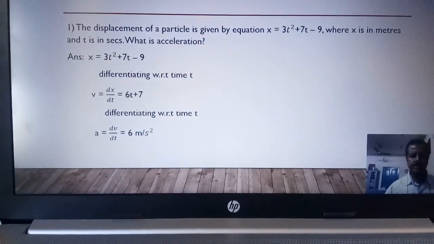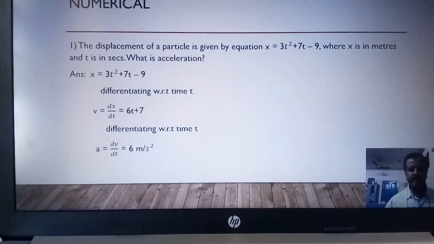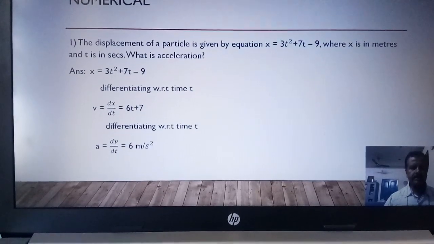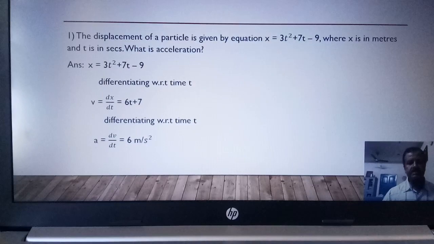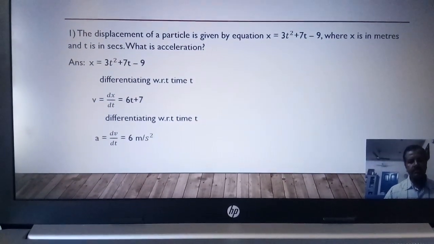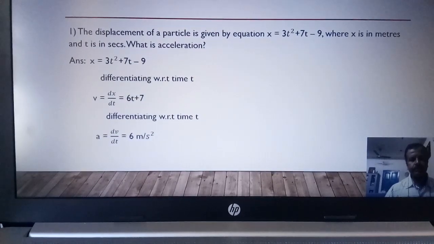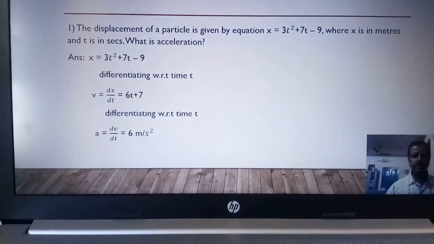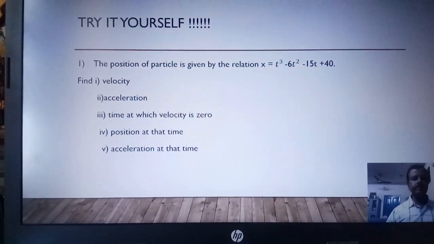So this is velocity. Differentiating with respect to time t again, second time differentiation gives us acceleration, as we noted earlier. Acceleration a is equal to dv by dt, that is 6 meter per second square. That is, if you do differentiation of 6t with respect to time t, then we get the result 6 meter per second square. Now, in the same way, you can try this calculation.